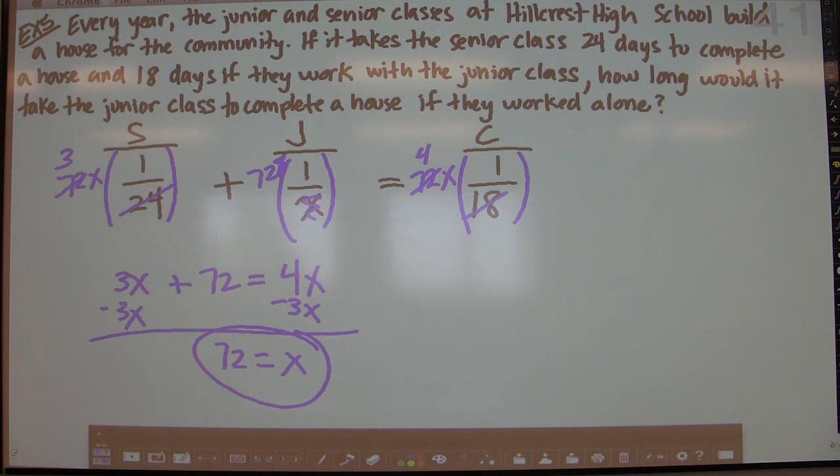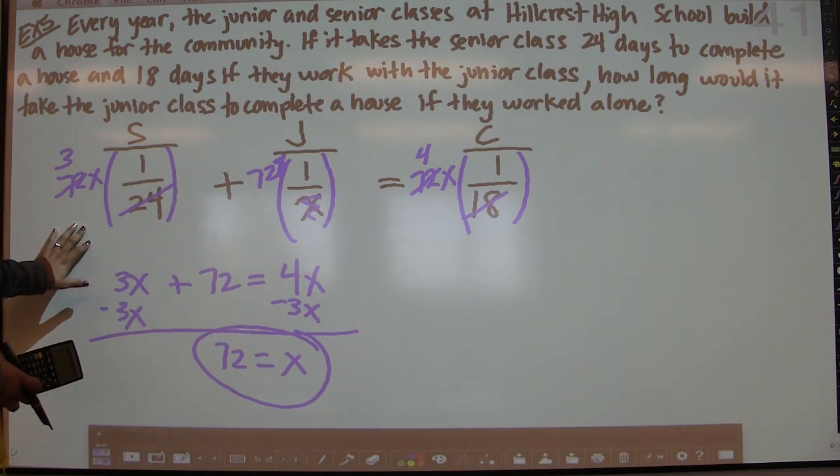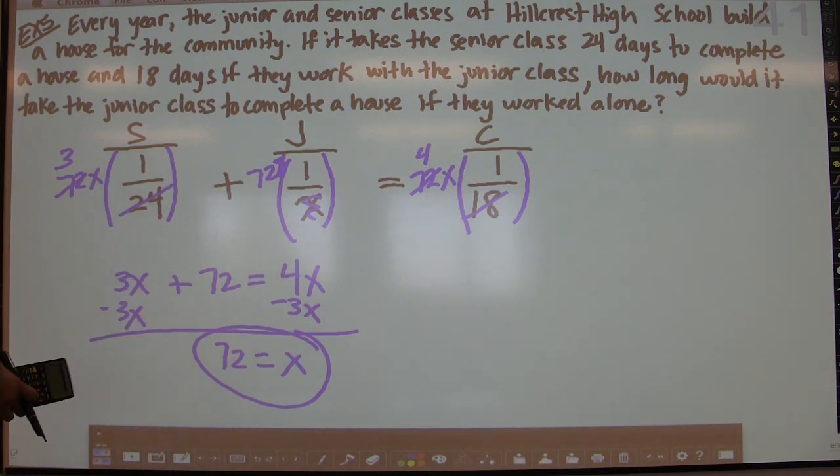So clearly the seniors have a little bit more of a skill set or something when it comes to making houses, because it took the seniors only 24 days. Maybe their class is bigger, I don't know. But it's going to take the junior class alone 72 days to complete a house. So that is how you do a worked problem.